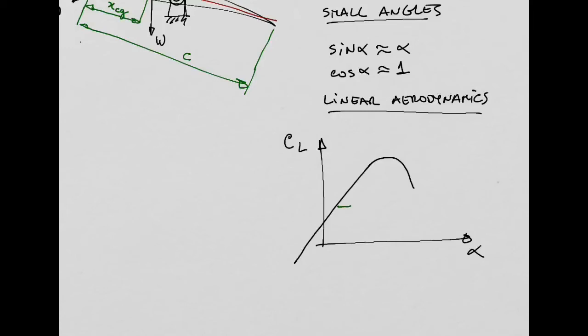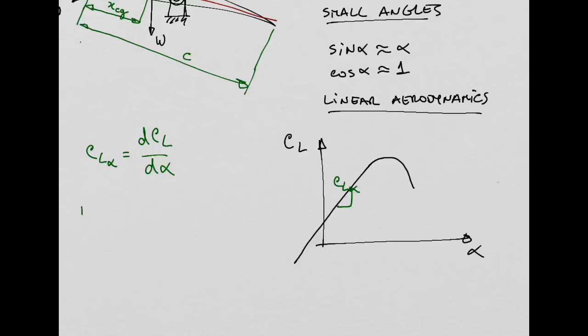So this slope here I'm going to say is equal to CL alpha. CL alpha is equal to the derivative of CL with respect to alpha, which is the slope of that linear part of the curve. Okay, so this is what I mean by linear aerodynamics.